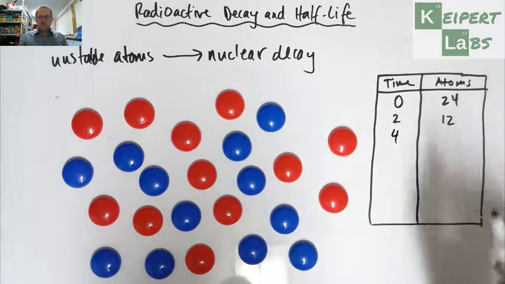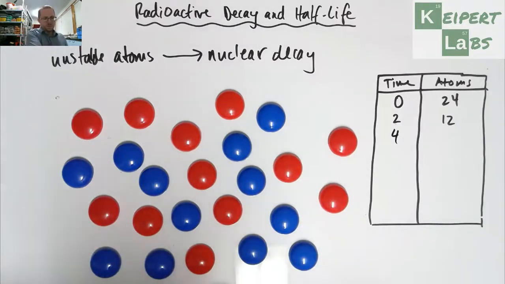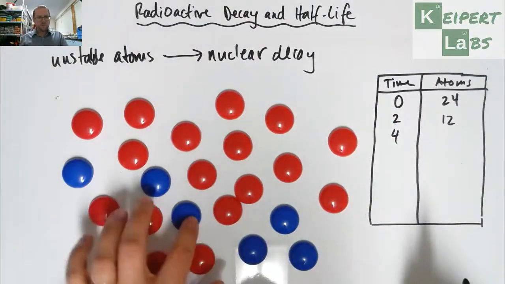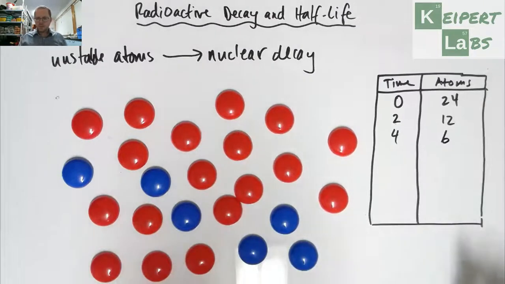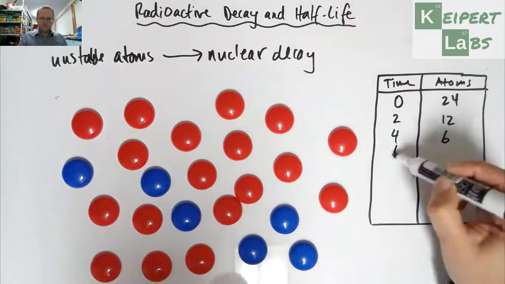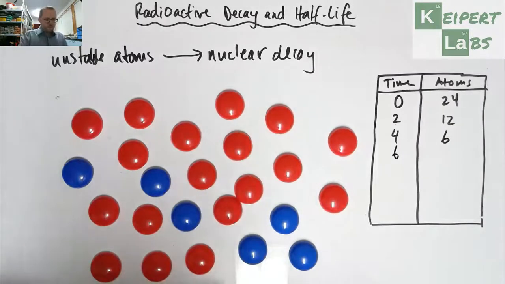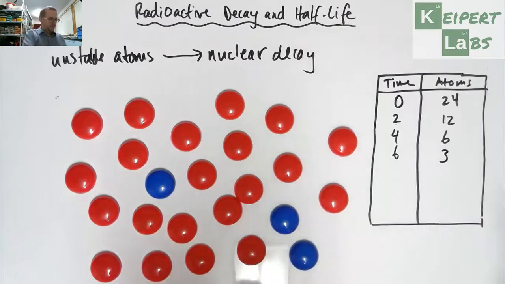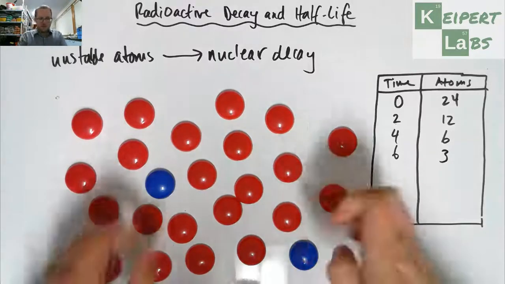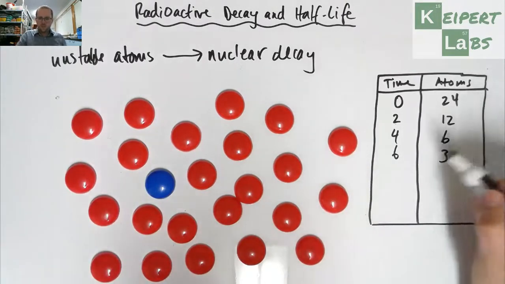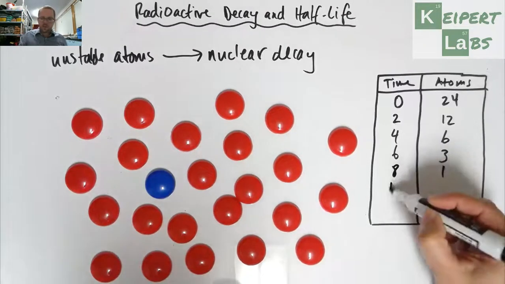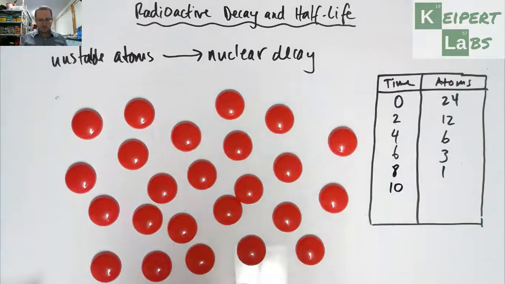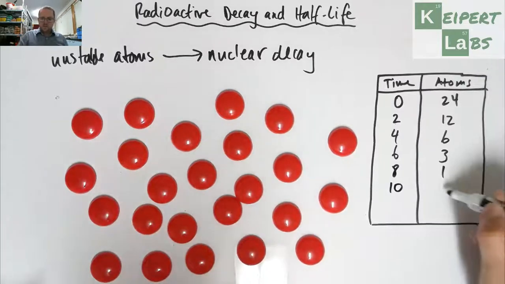If we keep track of it for another 2, we lose some more. We now have 1, 2, 3, 4, 5, 6 left. After another 2, we change again, and we have 1, 2, 3 left. Then we have another time period, and we lose some more. Then we get to the 10th, and we lose our last uranium. And there we have it. We now have 0 left.